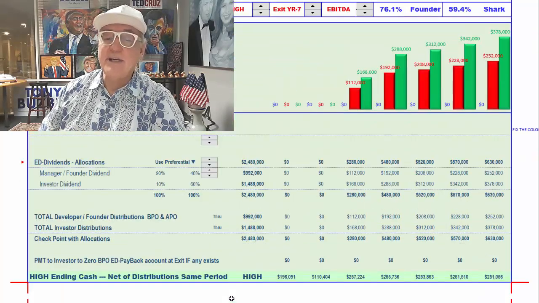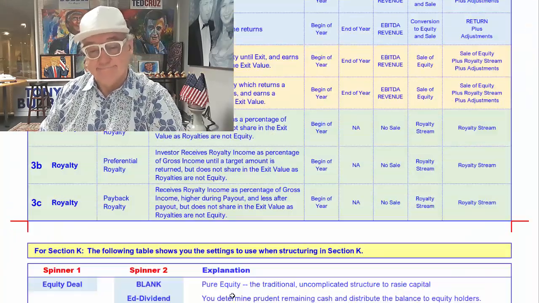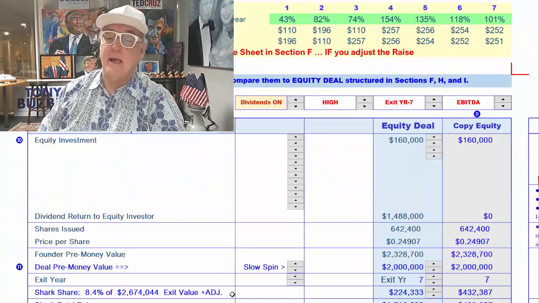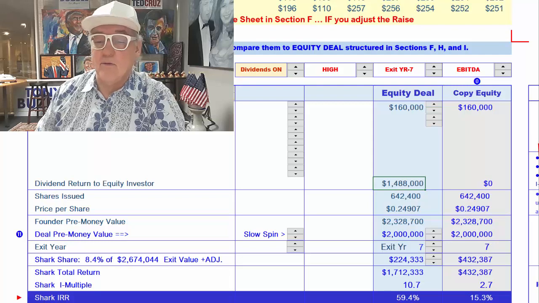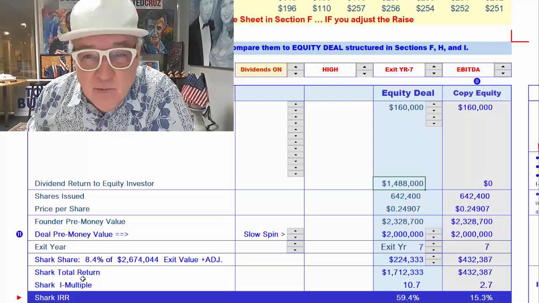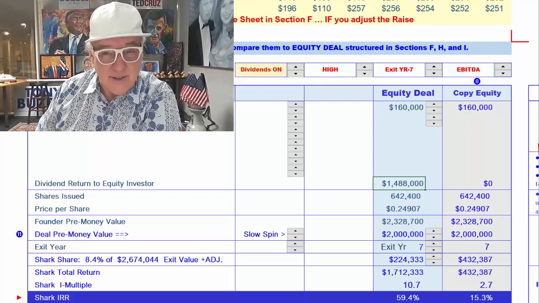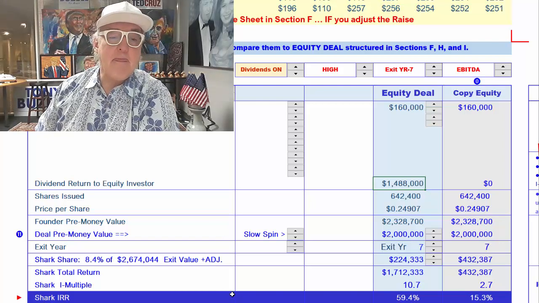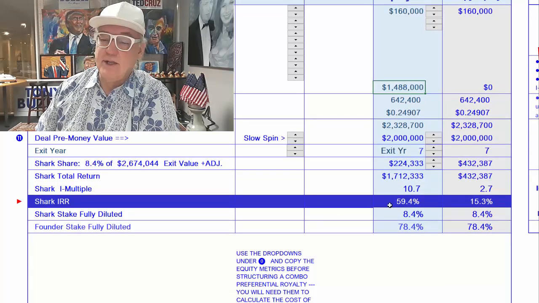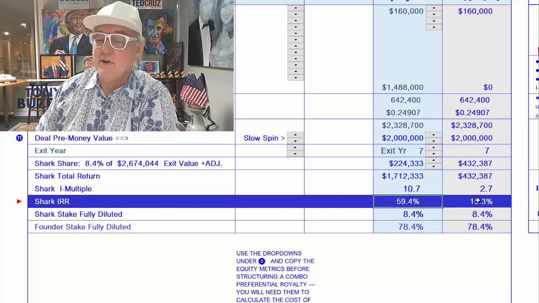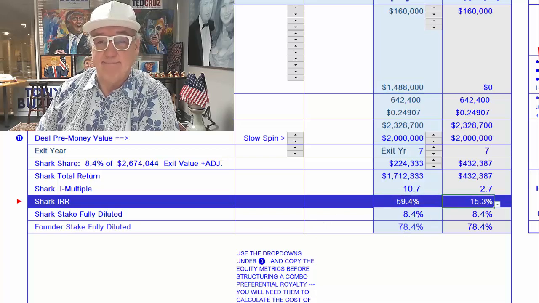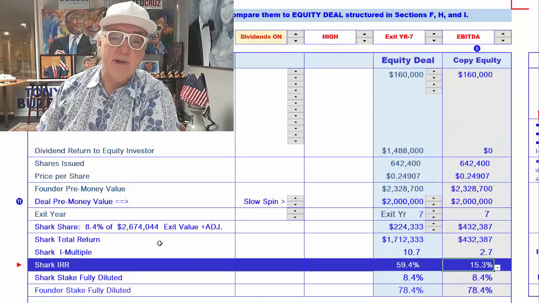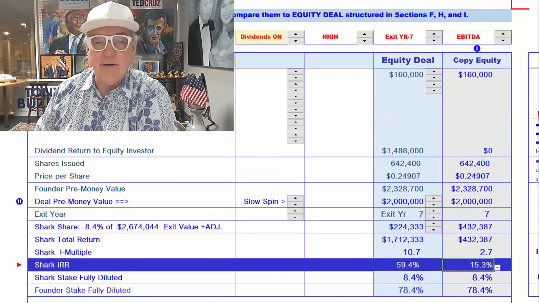Let's scroll down and see how many dividends we're actually paying out, because it'll tell you. Okay, so right there, $1.488 million worth of dividends, folks. That's a pretty nice dividend throughout the period of time. So look at the difference. You see, we got 59.4 versus 15.3. Yep. Well, we already showed that before, but this is where you're doing it, right down in here.